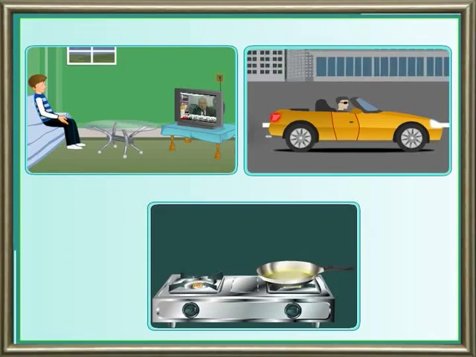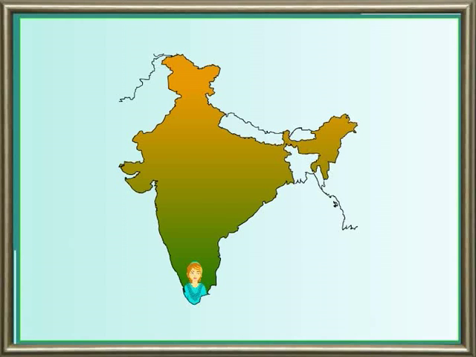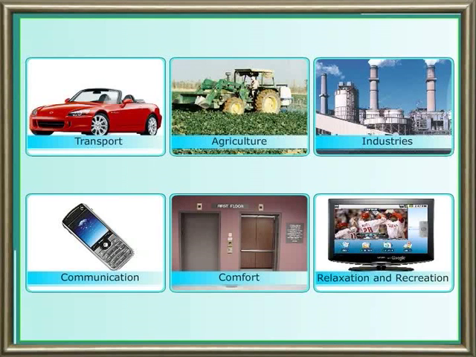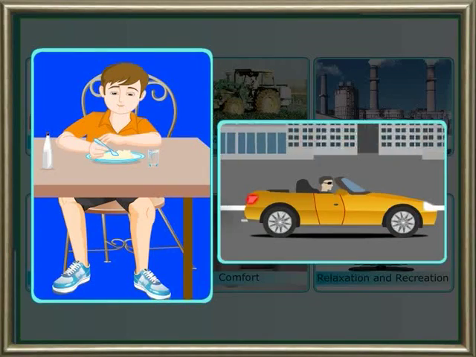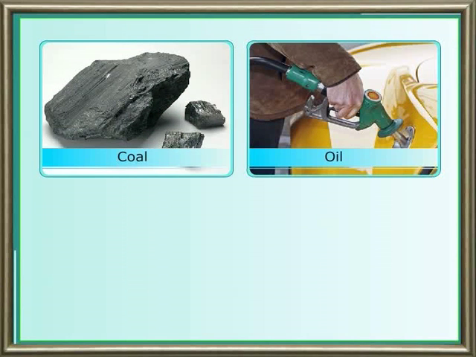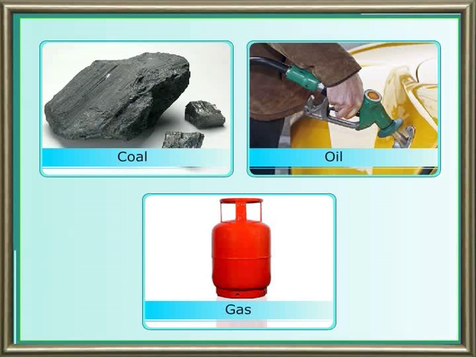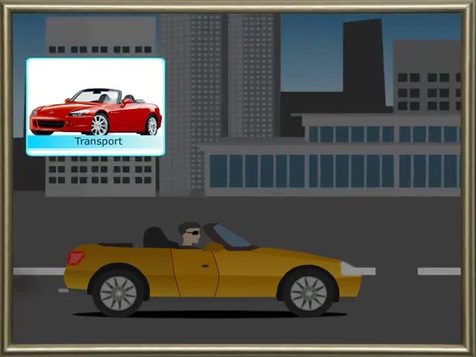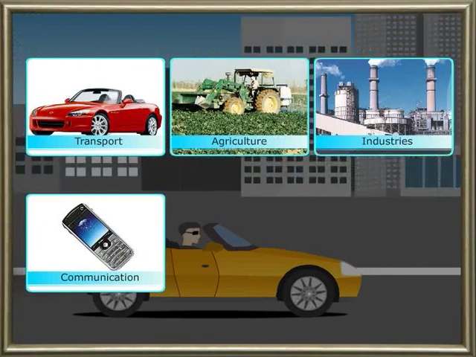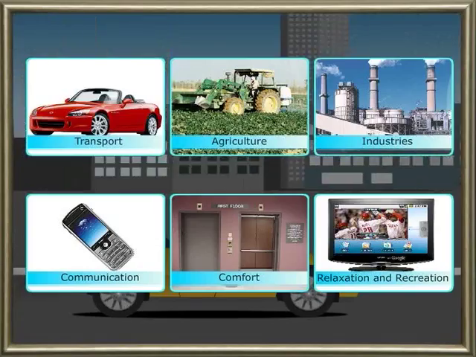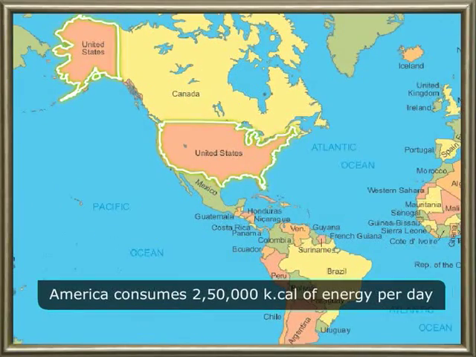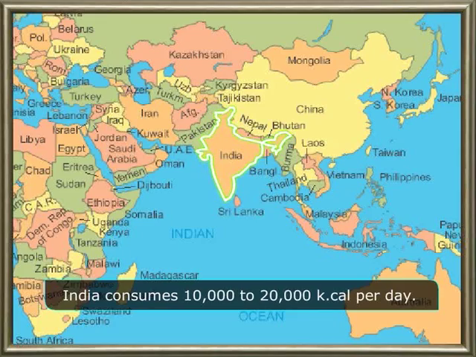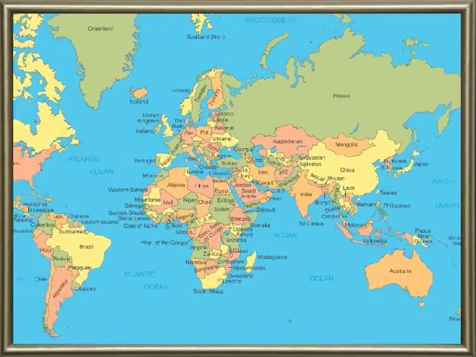As time progressed, the need for energy increased. This was coupled with an increase in population. Man discovered many things for comfortable living: tasty food, easier transport, etc. The discovery of coal, oil and gas revolutionized transport and ways of living. Today, modern man requires energy for domestic use, for transport, agriculture, industries, communication, comfort, relaxation and recreation. America consumes 250,000 kilocalories of energy per day. India consumes 10,000 to 20,000 kilocalories per day. Energy requirements vary from region to region.